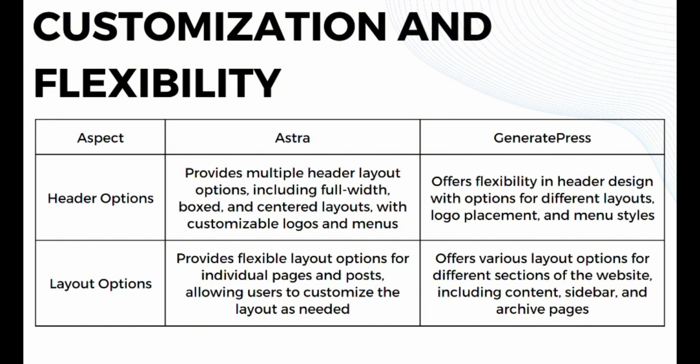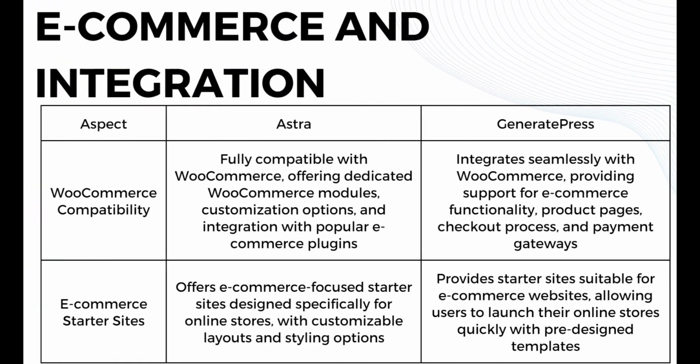placement, and menu styles. Now in terms of layout options, Astra provides flexible layout options for individual pages and posts, allowing users to customize the layout as needed, while GeneratePress offers various layout options for different sections of the website, including content, sidebar, and archive pages. And now moving on to e-commerce and integration.